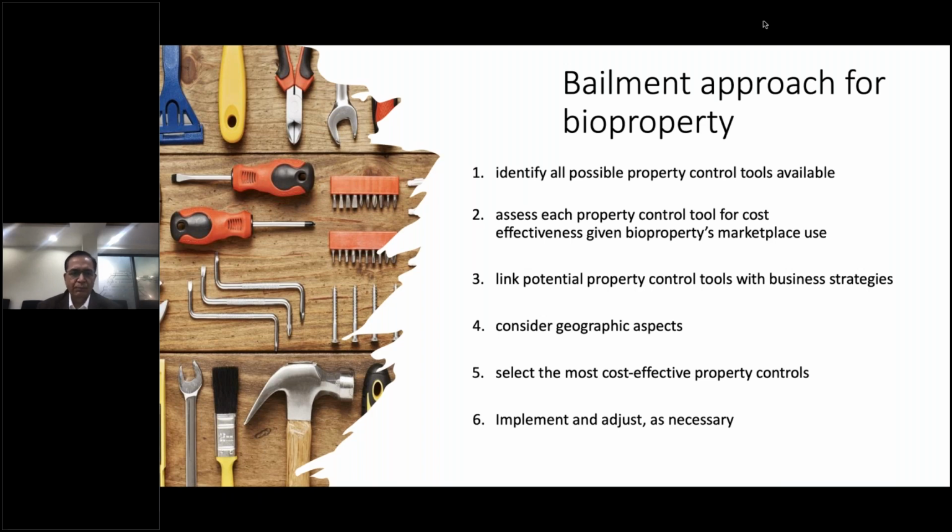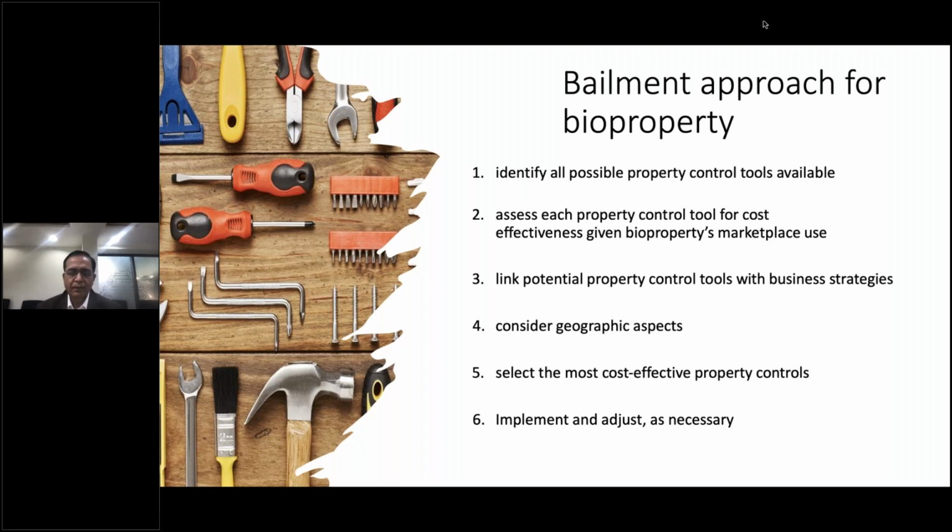Now let's look at the bailment approach for bioproperty. I talked about the bioproperty being the tool for the carpenter. The first thing we need to look at, for each of these bioproperty, is what kind of access tool, what property control tool, is available today. Depending on the country where they originate, depending on the country where they are deployed, depending on the institution or entity generating it. So these are the first and foremost element to look at, which are the protection controls that we can exercise, and then look at marketplace use for them that may have multivarious applications for it.